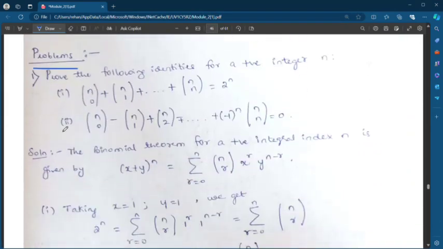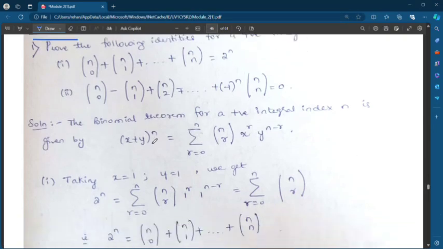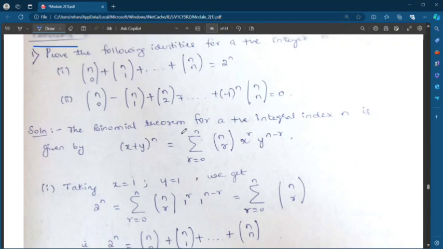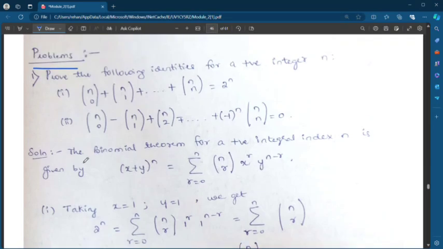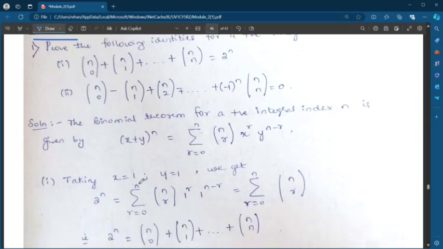We'll start with problems. Prove the following identities for a positive integer n. First: nC0 plus nC1 plus so on up to nCn is equal to 2^n. Given (x + y)^n, the binomial theorem for a positive integer index n is given by (x + y)^n equals the summation of r equals 0 to n of nCr into x^r into y^(n-r). Here we are taking x as 1 and y as 1. 2^n can be written as (1 + 1)^n.